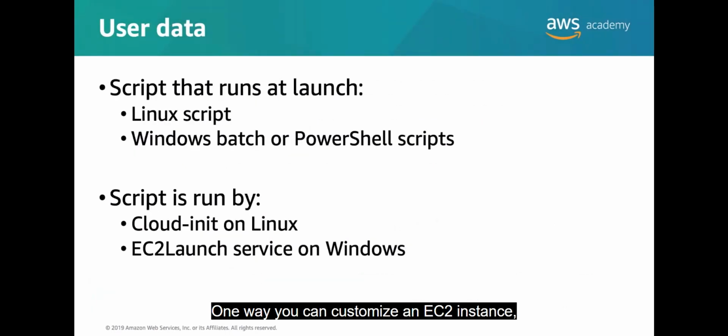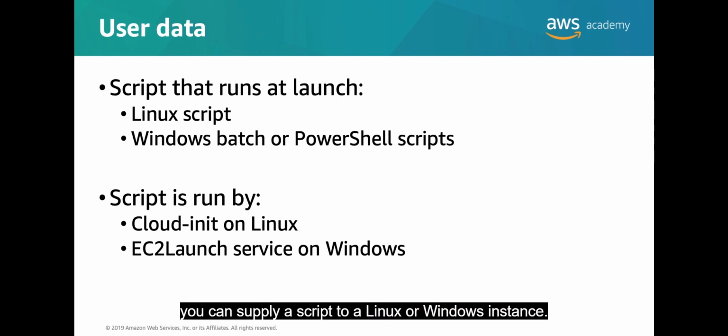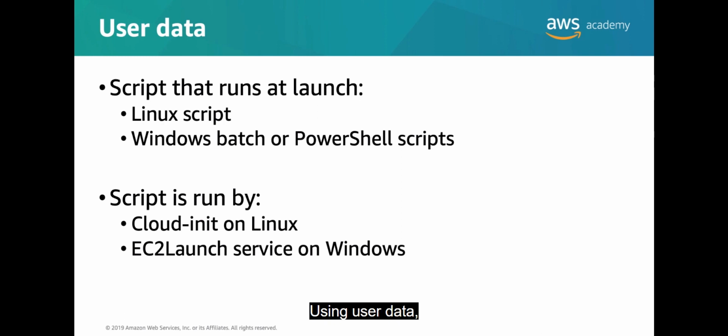One way you can customize an EC2 instance is by invoking user data when you launch the instance. User data is a powerful tool that can help you deploy EC2 instances in an automated and repeatable fashion. With user data, you can supply a script to a Linux or Windows instance. This script runs at instance launch as a series of commands during the end of the boot process. Scripts take the form of a shell script on Linux instances or batch or PowerShell scripts on Windows instances. Using user data, you can automate the setup of a new instance without needing to log in to the instance.